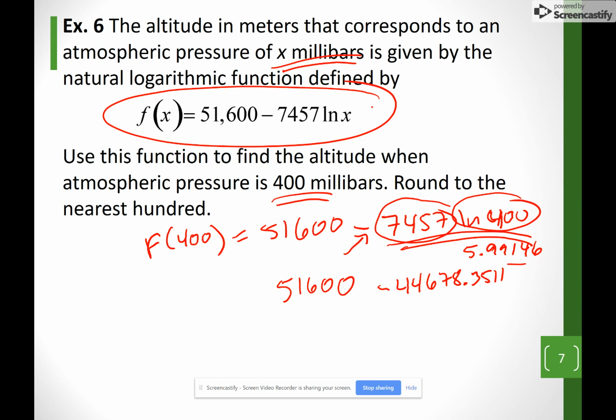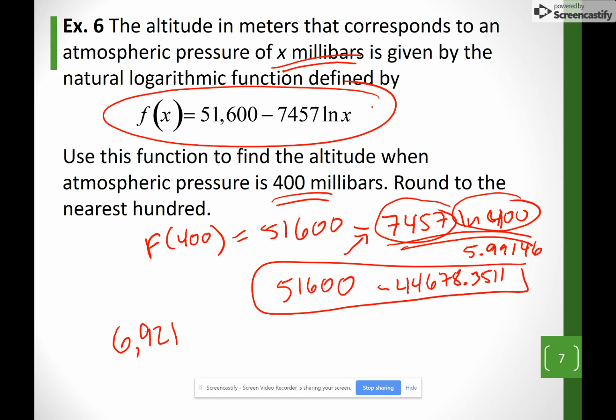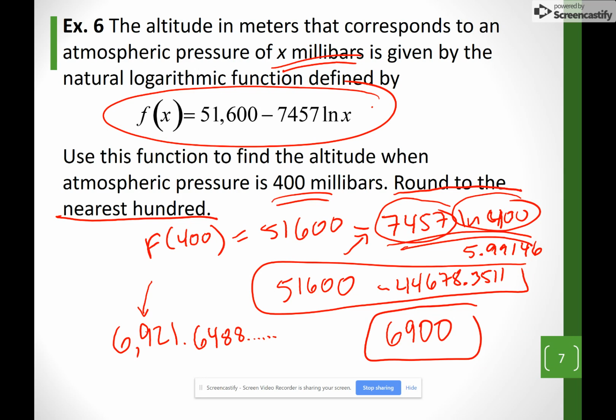And I'm going to add 51,600. My answer gives me 6,921.6488 and some more numbers. Here, looking at the instruction, it says round to the nearest hundred. On the hundreds place, I see 9. So my answer is going to be 6,900 because the number after the 9 is too small.